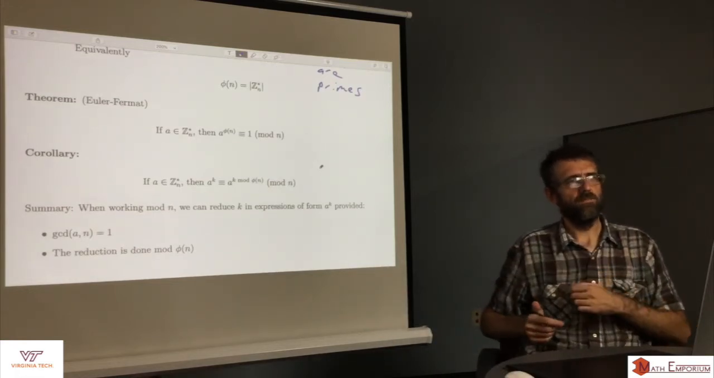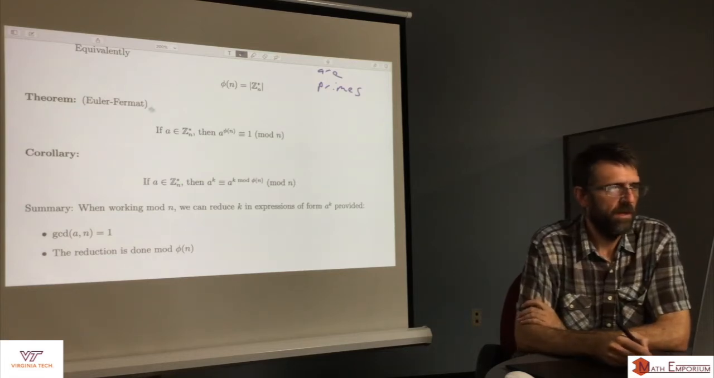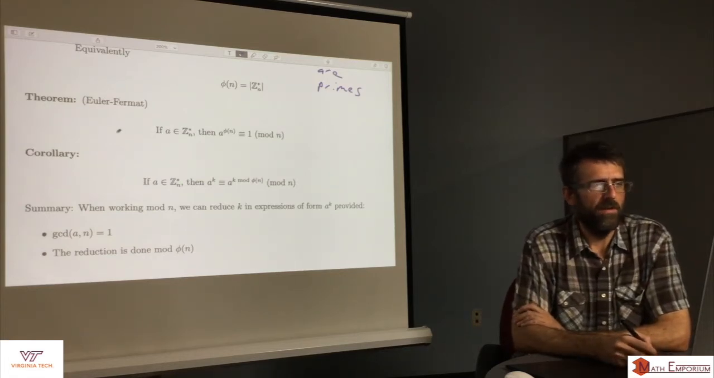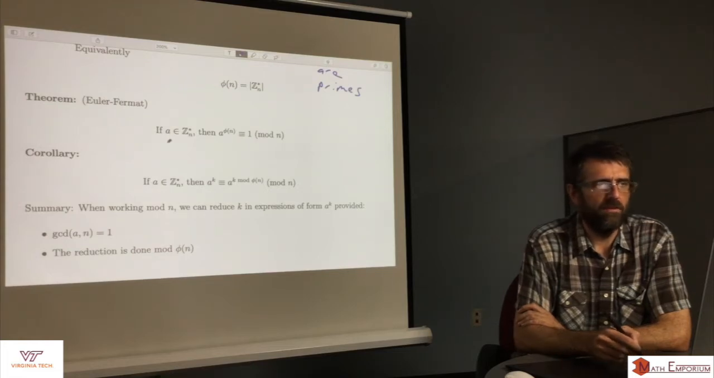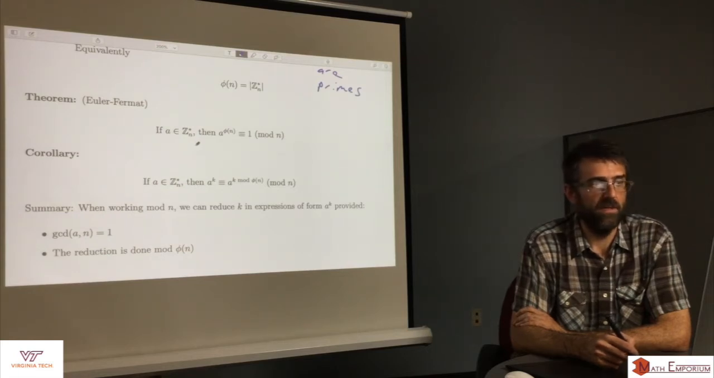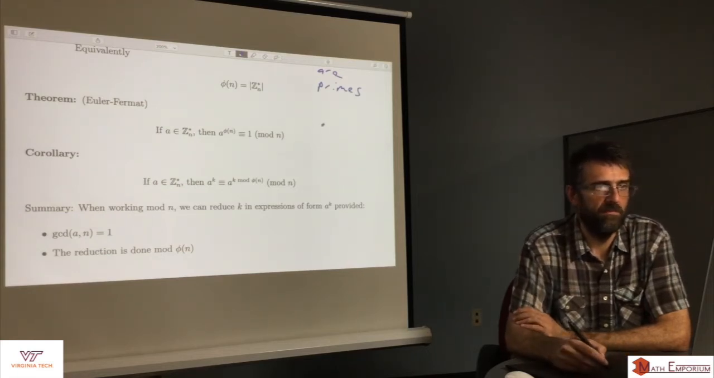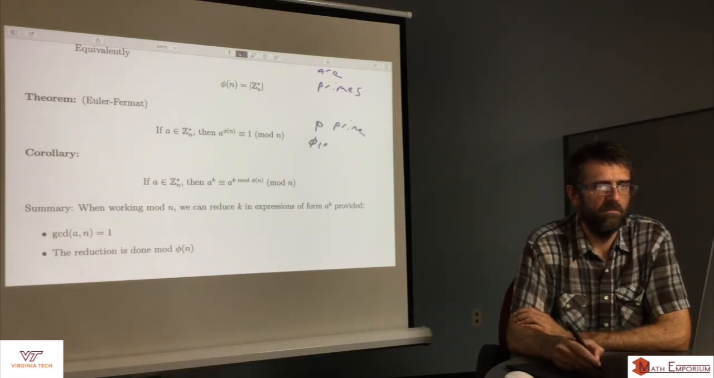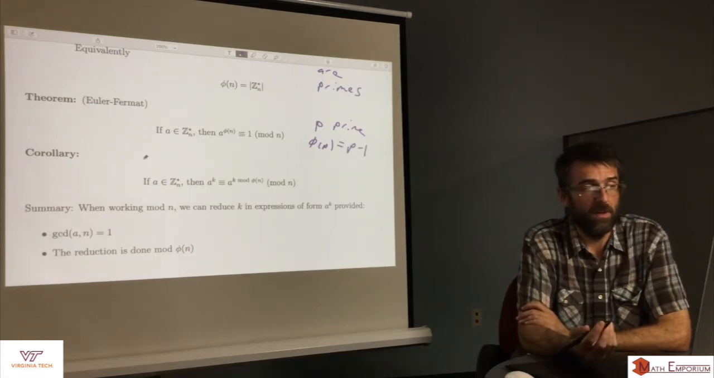All right, so now we have a generalization of Fermat's little theorem. So this is the Euler-Fermat theorem. And this says that if a is in Z mod n star, then a to the phi of n will be congruent to 1 mod n. And the reason for this is exactly the same as the reason that Fermat's little theorem is true. And in fact, if p is prime, then phi of p is just equal to p minus 1.